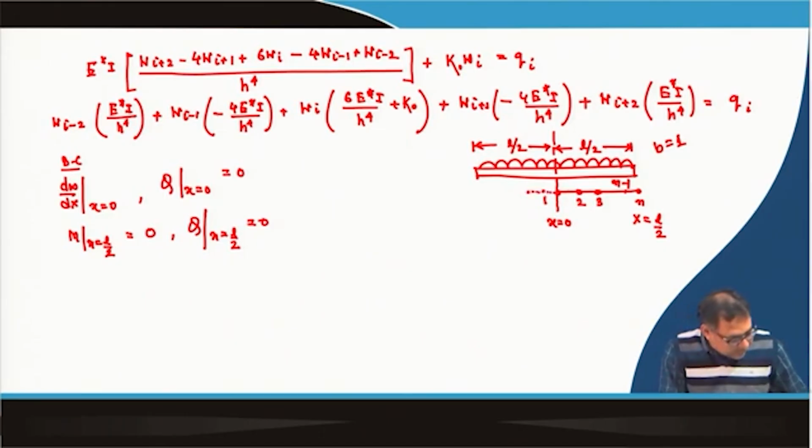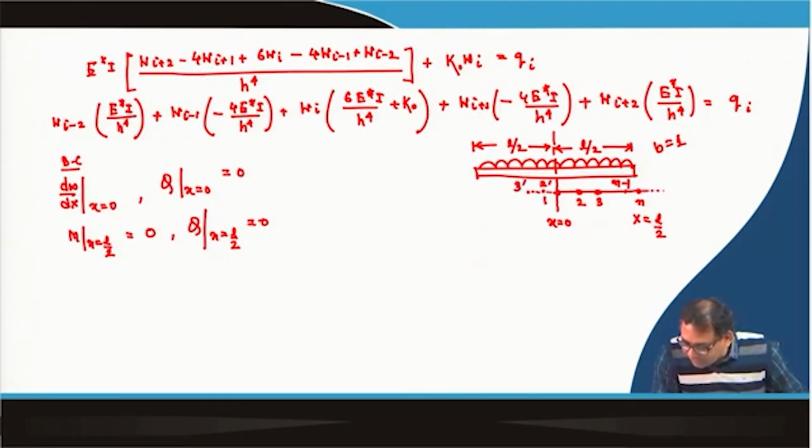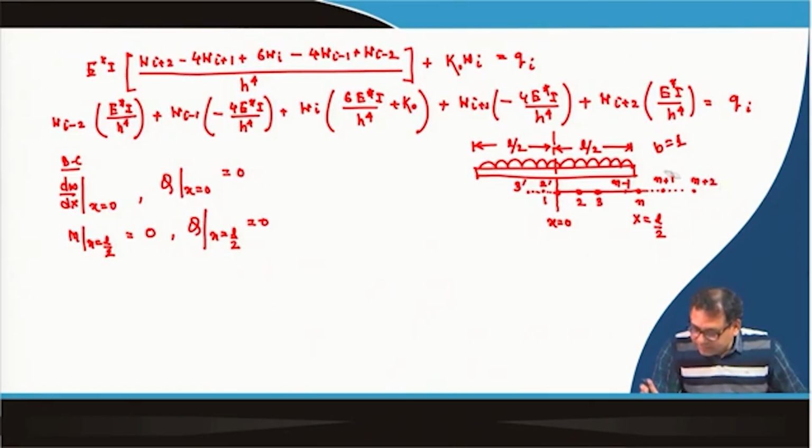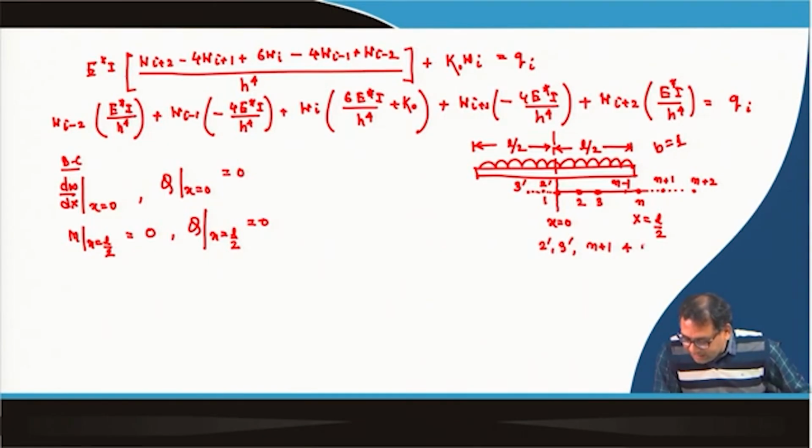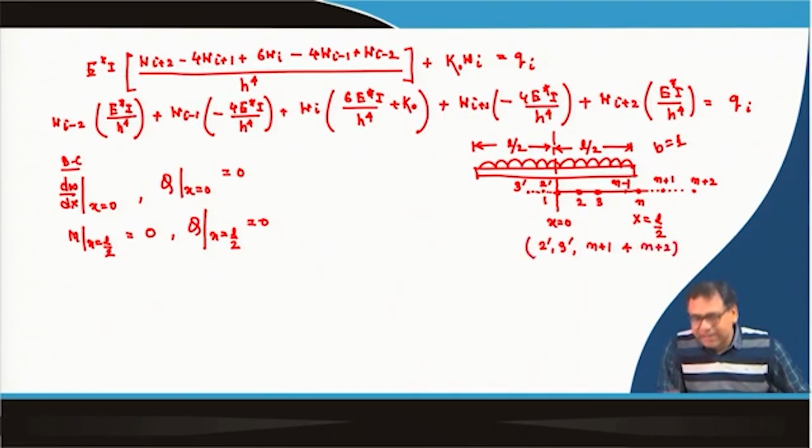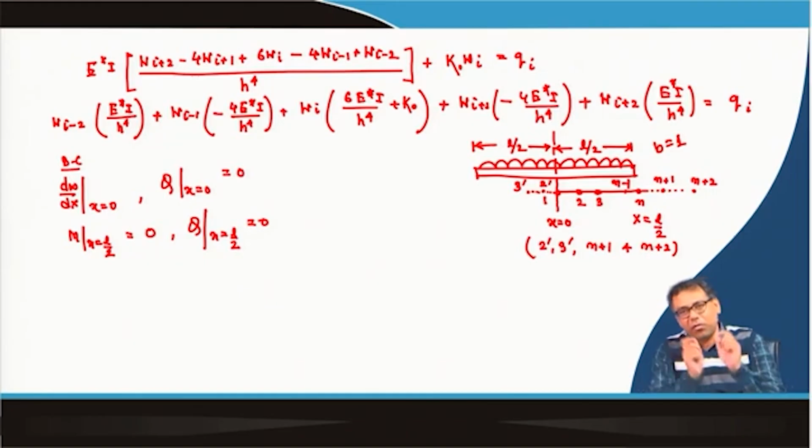So, this is your 2 dash node, this is the 3 dash node, and then this is the n plus 1 node, this is the n plus 2 node. So, these 2 dash, 3 dash, n plus 1 and n plus 2, these 4 are imaginary nodes, because the actual nodes are from 1 to n.